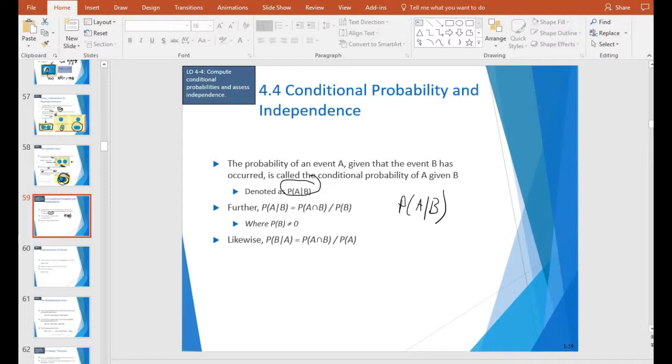Further, the probability is defined as this. That's the probability of A given B is equal to the probability of the intersection of A and B, or probability of A and B, all over the probability of B. Likewise, probability of B given A is equal to the intersection over the probability of A.